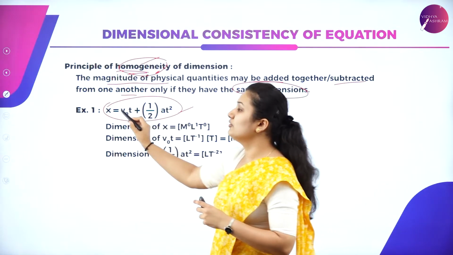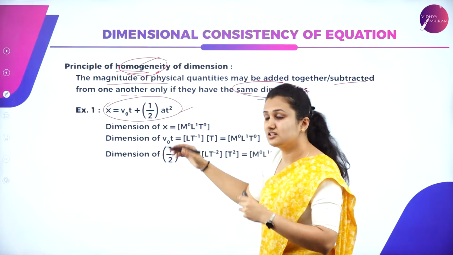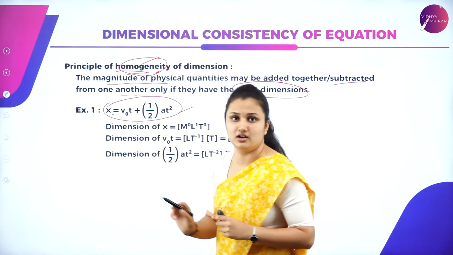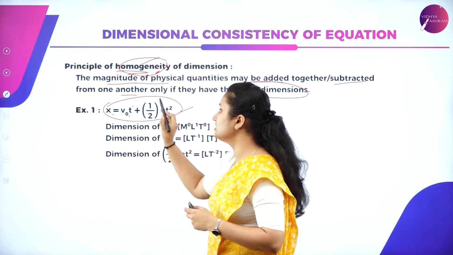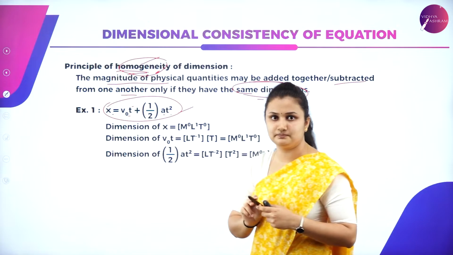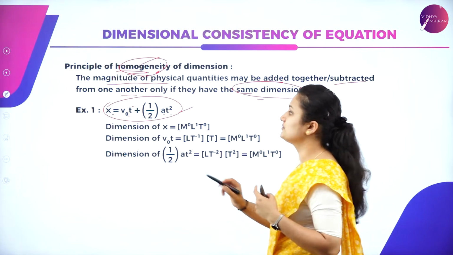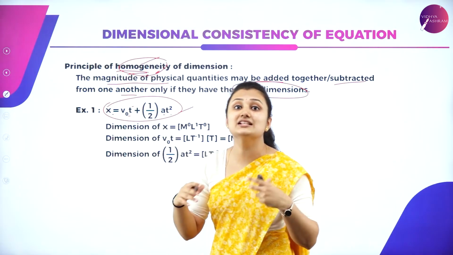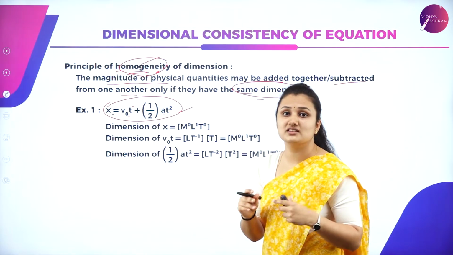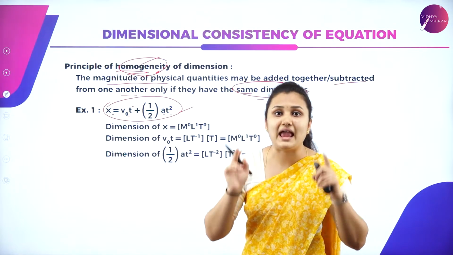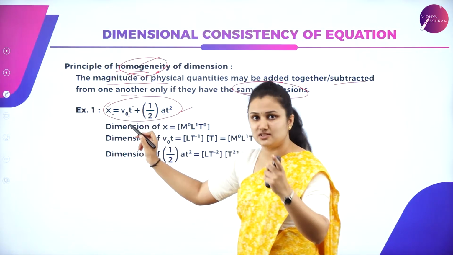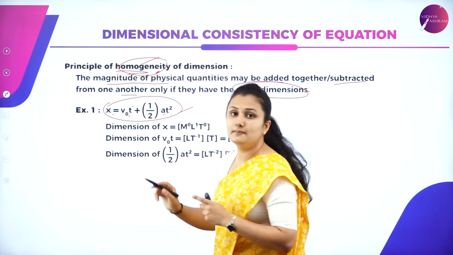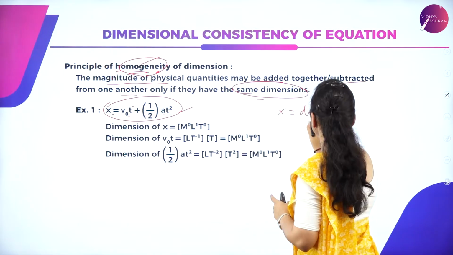To solve this equation, you should know the terms here. What do you mean by x here? What is v naught? What is t? What is a t square? You should know all the terms. x here is nothing but the displacement. You know displacement is measured in terms of length, L. So x is your displacement. v naught is the initial velocity.